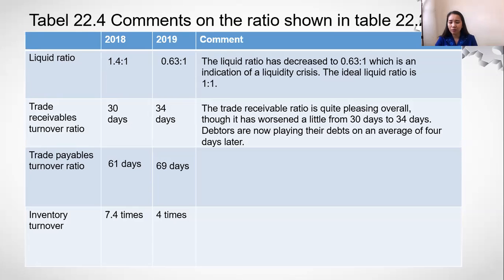But if we see from the trade payable turnover ratio, it means how fast we can pay all of our debt to our suppliers.